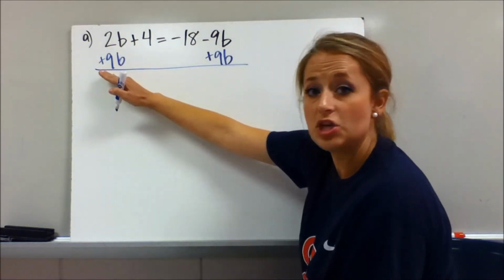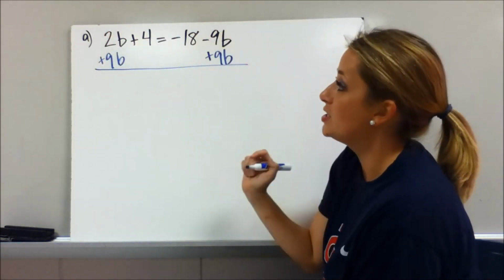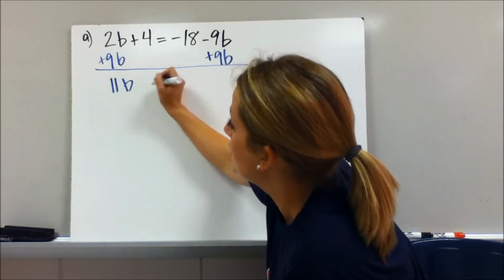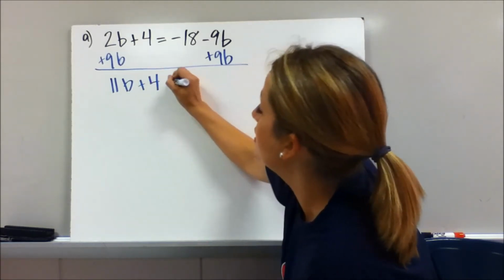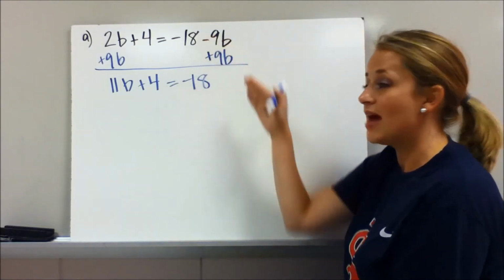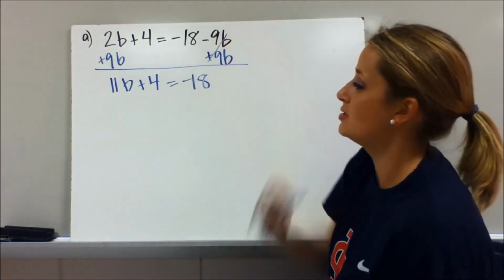Notice I put it underneath 2b. That's because those are like terms. So 2b plus 9b is 11b. Then bring down the rest of the equation, plus 4 equals negative 18. And negative 9b plus 9b cancels.